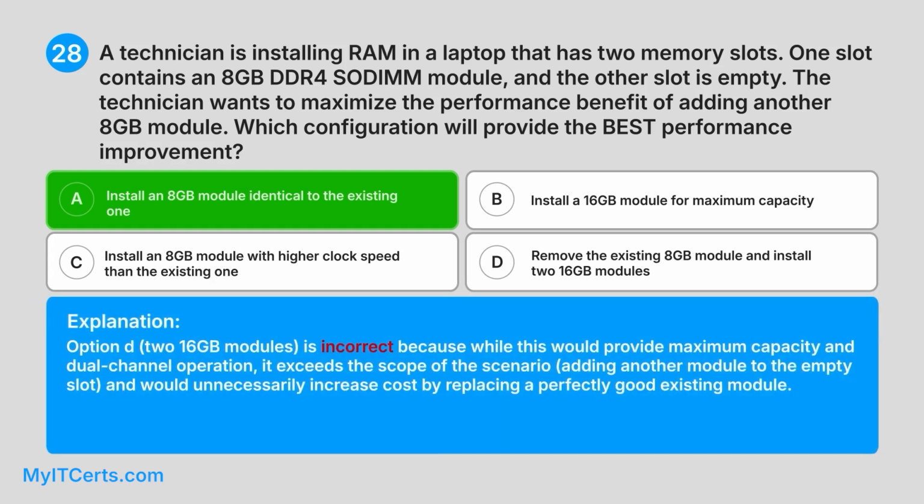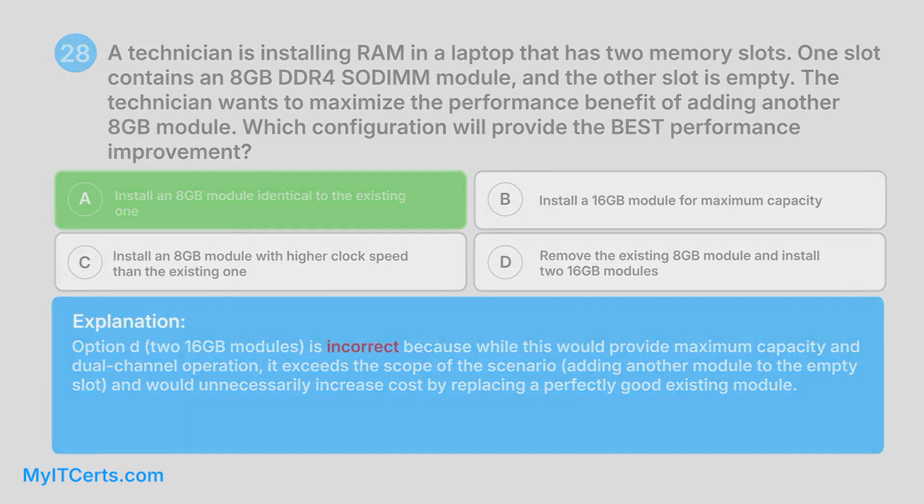Option D. Remove the existing 8 GB module and install two 16 GB modules is incorrect because, while this would provide maximum capacity and dual-channel operation, it exceeds the scope of the scenario, adding another module to the empty slot, and would unnecessarily increase cost by replacing a perfectly good existing module.